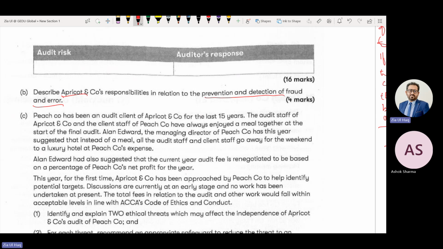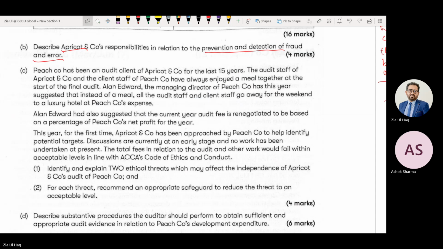And part C for 10 good marks. Identify and explain 2 ethical threats, not more, only 2, which may affect the independence of Apricot's audit of the company. And for each threat, recommend an appropriate safeguard. 2 threats, 2 safeguards, 4 marks.